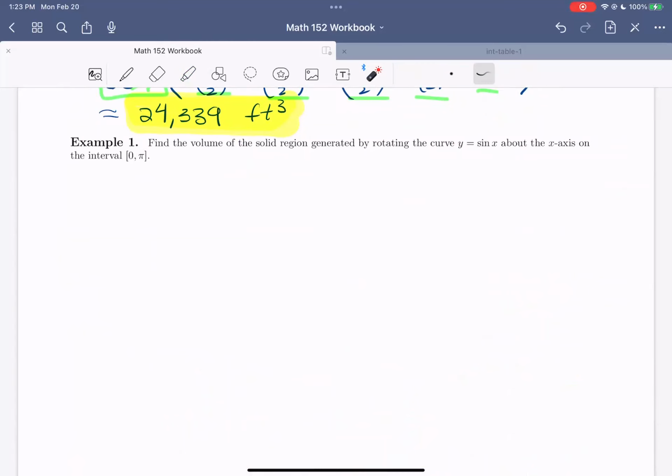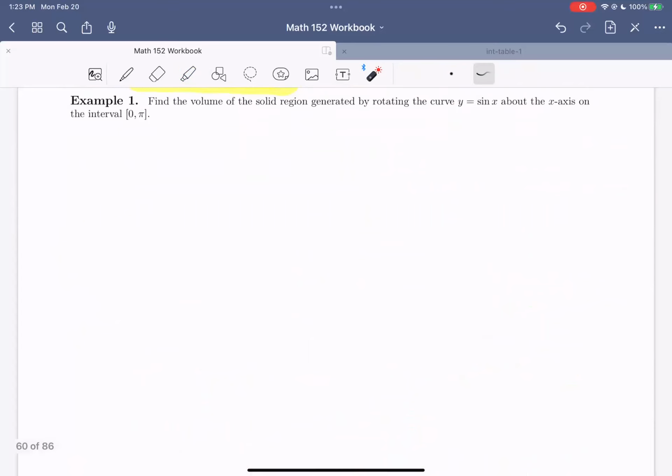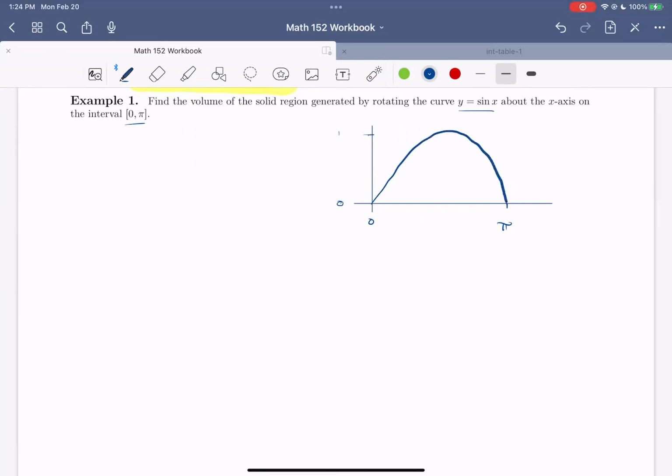So example 1 says, find the volume of the solid region generated by rotating the curve y equals sine of x about the x-axis on the interval from 0 to pi. So let's begin by just setting that up. I'm going to draw the curve y equals sine of x from 0 to pi. I'm going to set up my axes here. And so the sine function goes from 0 to 1 if we're just looking from 0 to pi. And what that curve looks like is a nice hump like this.